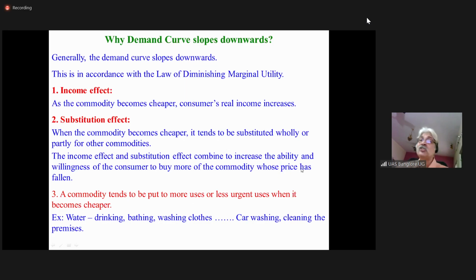So these are the reasons why the demand curve slopes downwards. Electricity for light and fans usually, and water heating also using geysers, if it becomes cheaper.